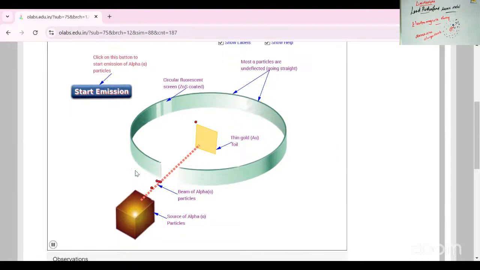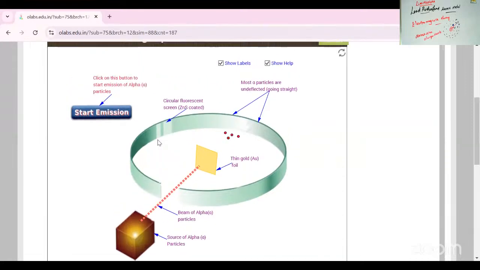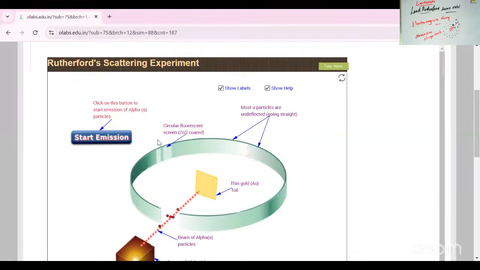Okay, did you understand, students? Is that clear, how the Rutherford atomic scattering experiment works? This is the model of Rutherford, how the alpha particles move, the deflection of alpha particles.